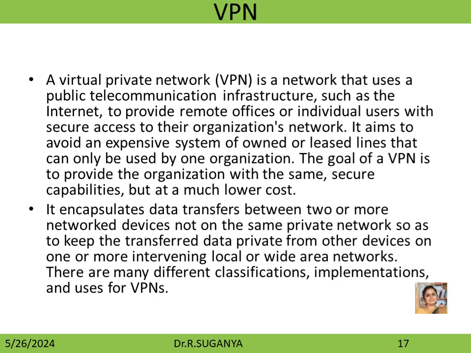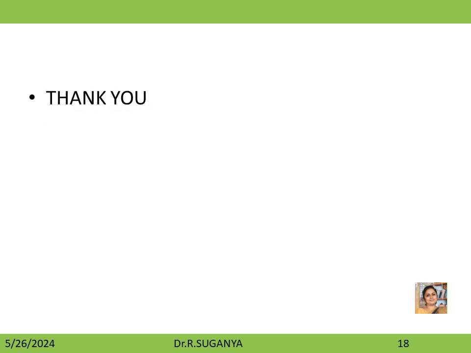VPN, which is a virtual private network, uses a public telecommunication infrastructure. It aims to avoid an expensive system of owned or leased lines that can only be used by one organization. There are many different classifications, implementations and uses for VPN.